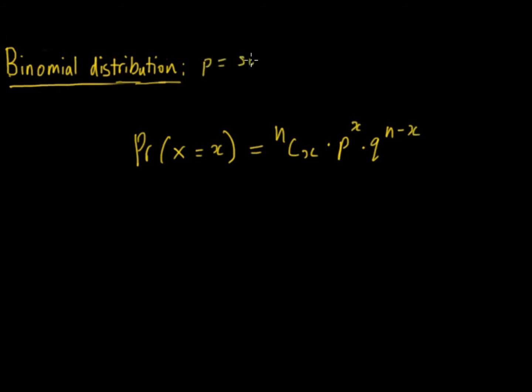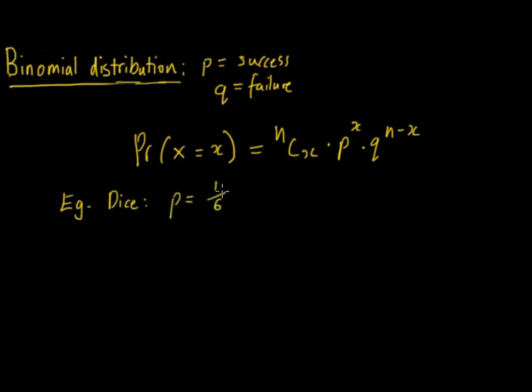So P is equal to the success. You can assign whatever you want to it, but P is the success and Q is equal to the failure. As I said before, you have to have two outcomes, so here are your two outcomes, P and Q. Now, x at the moment is a generic term, but when we calculate it, it will be a specific number. So we'll use a quick example of a dice, where we'll say that P is equal to rolling a 6.